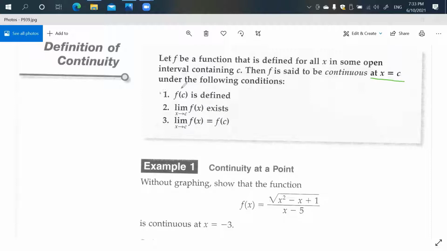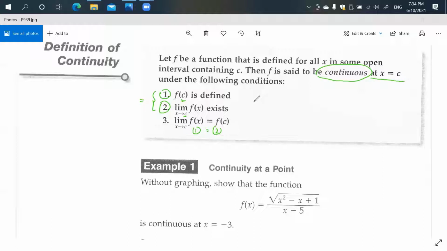First one: f of c is defined. That means when x equals c, you can find the value of the function. Second one: the limit of f of x as x approaches c, the same c, exists. Third, if the first and second are equal, then you can say right away that this function is continuous.